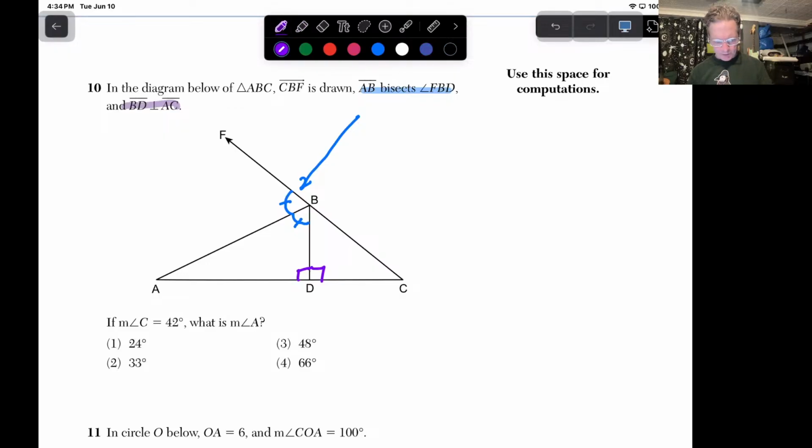Now, what else do we know? If C equals 42 degrees, so this angle here is 42, what is the measure of angle A? All right, well, by angle sum theorem, I know that this angle here has to be 180 minus 90 minus 42, because this is a 90-degree angle right here, right? You could also just say those two angles have to be complementary, because if the one angle is 90, those two have to equal 90. So this angle is going to end up being 48.